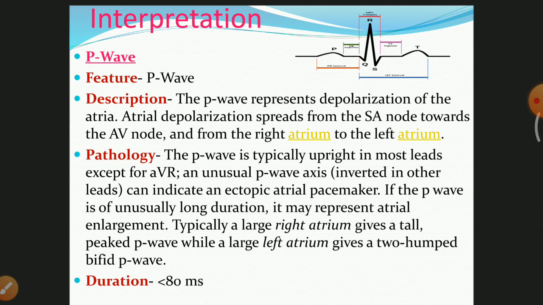Interpretation: P wave, the first wave, that is the P wave. Description: the P wave represents depolarization of the atria or contraction of the auricle. Atrial depolarization spreads from the SA node towards the AV node and from the right atrium to the left atrium.